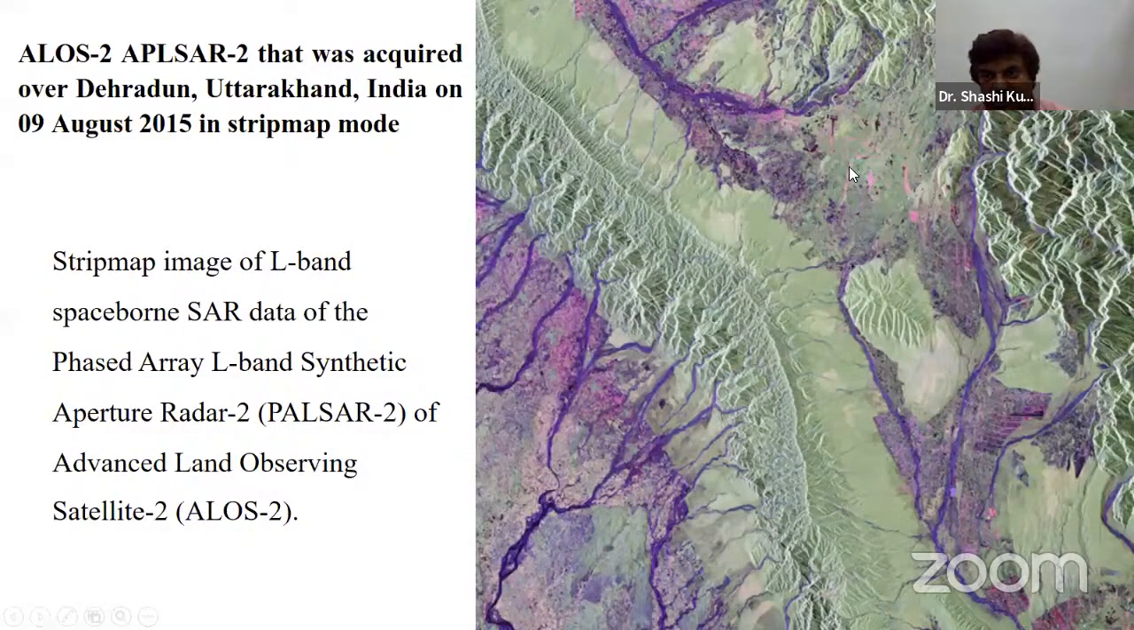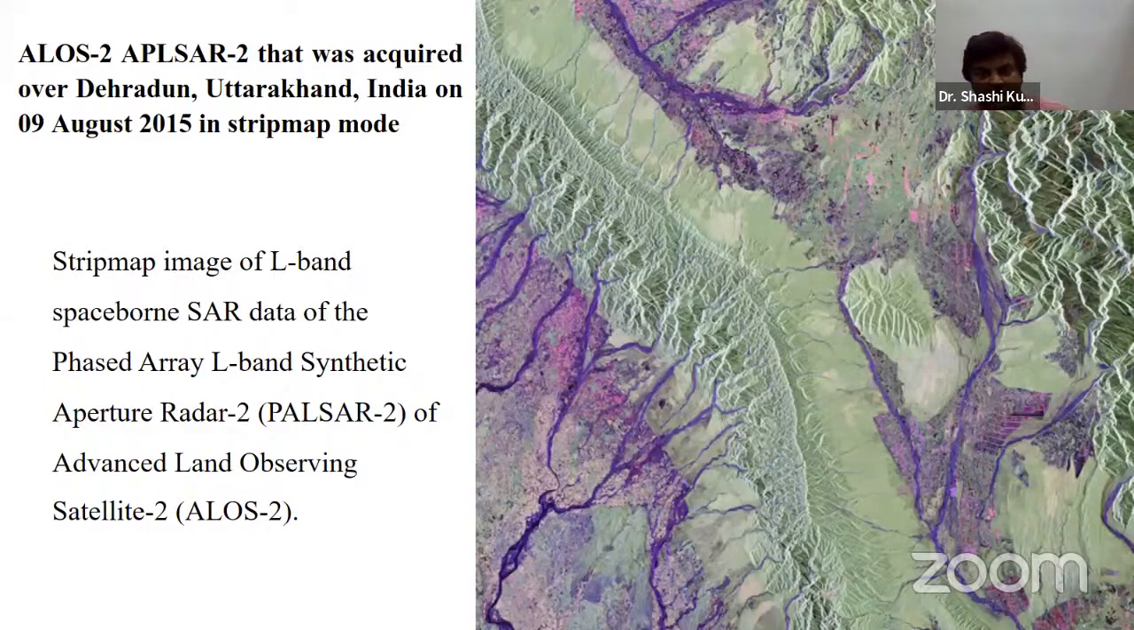Red and pink color is showing the double bounce scattering or the even bounce scattering, the scattering which is received from the urban settlements, because high scattering is received, and double bounce scattering is a natural phenomenon which is received from the urban area. And here you can see that dry river beds are appearing in dark blue color, which shows the surface scattering or odd bounce scattering. So based on that, one can easily find the information of the different objects.